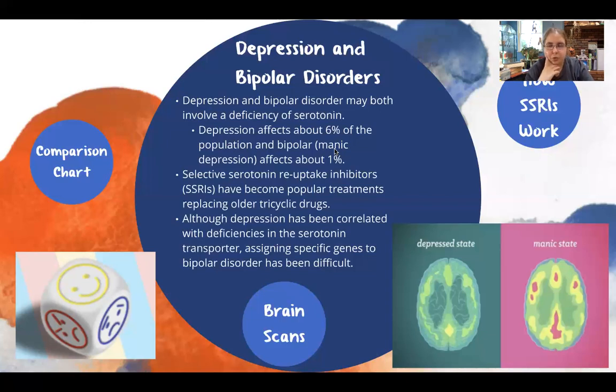Selective serotonin reuptake inhibitors, or SSRIs, have become popular treatments replacing the older tricyclic drugs. So what that means is, and we're actually going to look at over here how SSRIs work. It's a new form of treatment that helps the body to use the serotonin more effectively so that it has the effect that it should have.